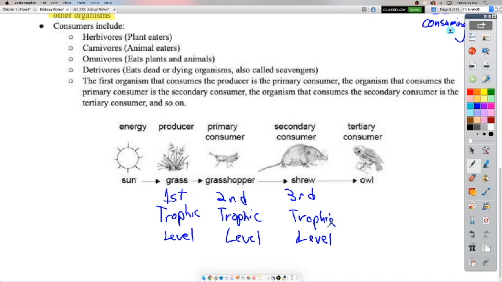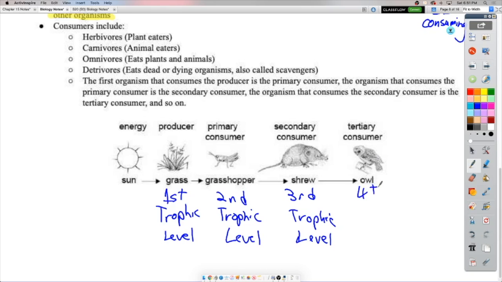And then the thing that eats the thing that ate the thing that ate the producer, right? In other words, the thing that eats the secondary consumer, we call the tertiary consumer. Usually above that, we just say it's all tertiary. So if something were to come along and eat this owl now, we would still just call that thing a tertiary consumer. We really do primary, secondary, and then kind of call everything above that tertiary.